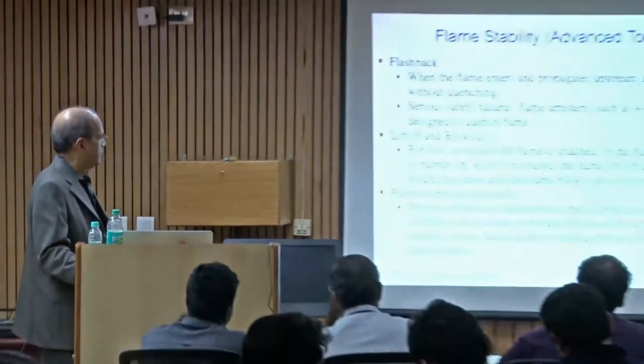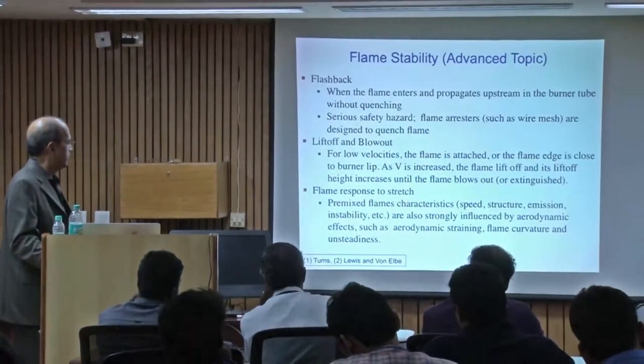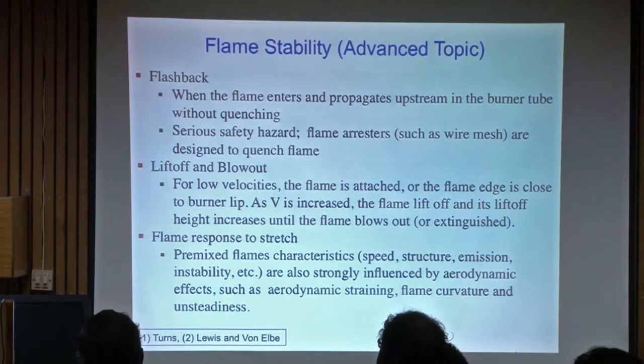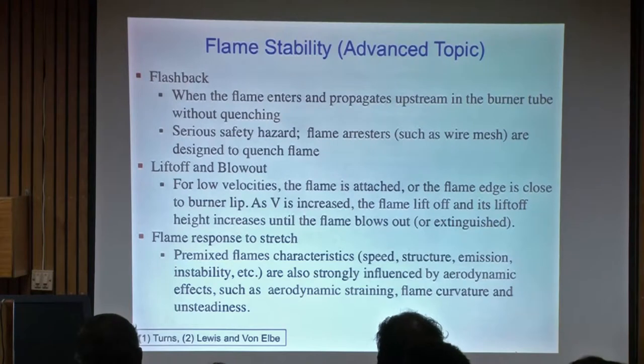So now some of the more advanced topics, flame stability. Stability basically means either flashback, where you don't have a stable flame at the burner and the flame goes inside the nozzle, inside the burner. If it enters the burner tube and doesn't get quenched, that's a safety hazard. So we design flame arresters if you are using a premixed flame system. So that's one end, flashback going inside.